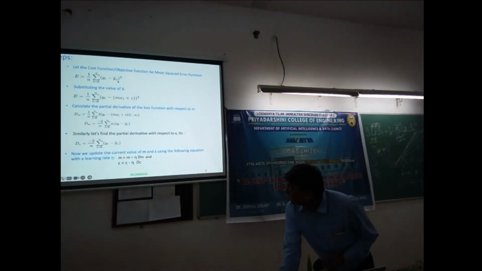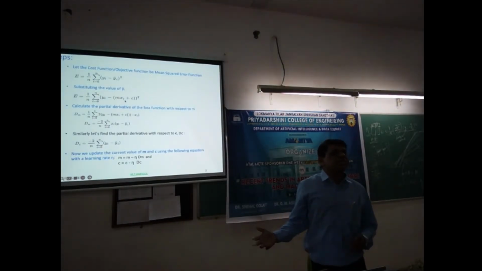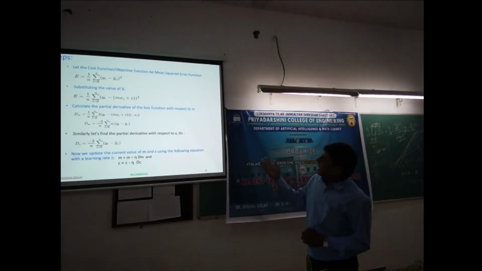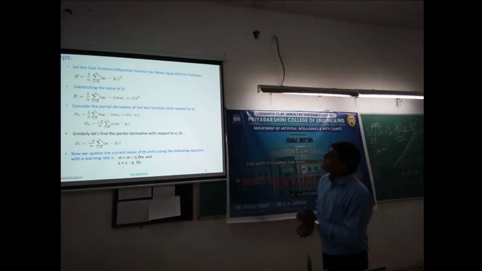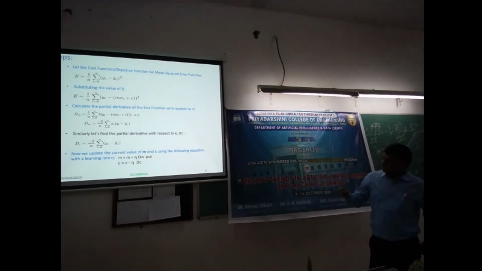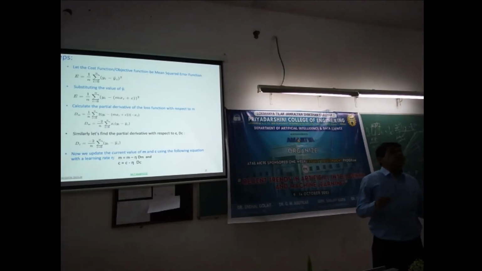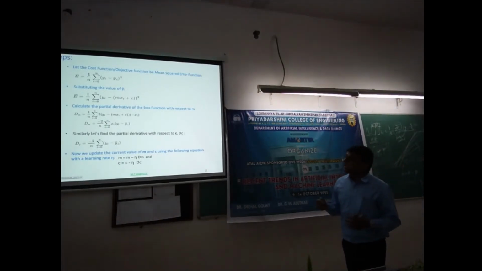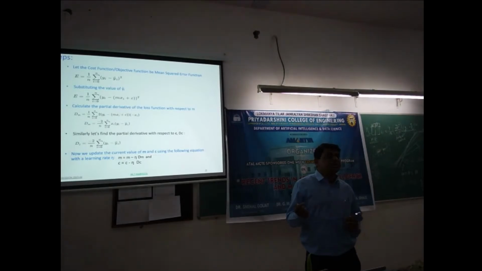So y minus y cap. What is y cap? mx plus c. m and c we have just assumed randomly, and we have found out the error. Right. Now what do you have to do? You have to update the parameters. Which parameters? m and c you want to update. But how will you update? The update will be in the direction of gradient descent.